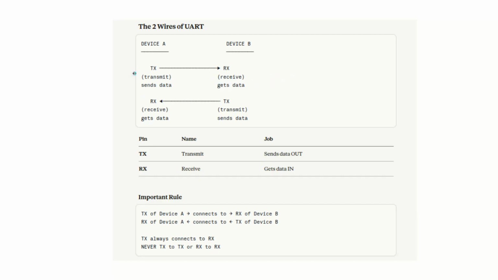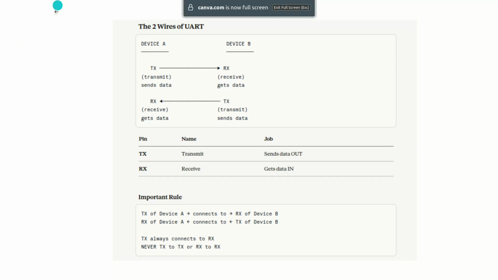Now another wire is here. If device B is sending data to device A, device B will have the TX pin, transmit pin, because it is sending the data, and since device A is receiving the data, it would have the RX pin, receiving pin. Understood? So there are two wires like that, one to transmit data from device A to device B, and the other to transmit data from device B to device A.